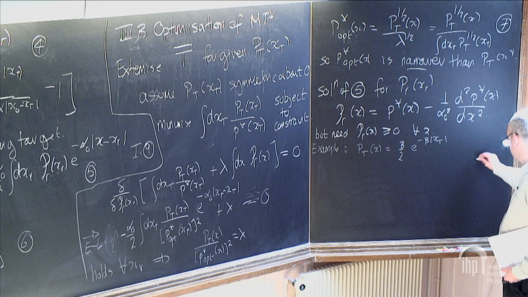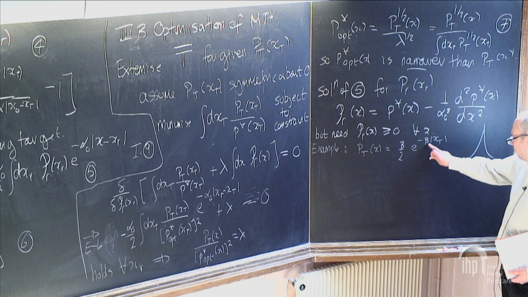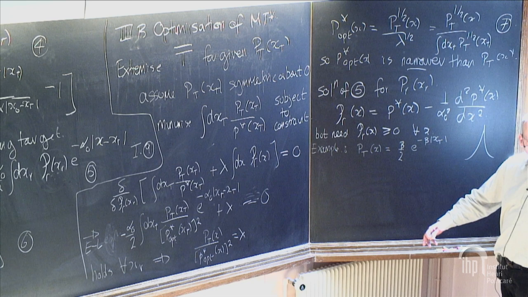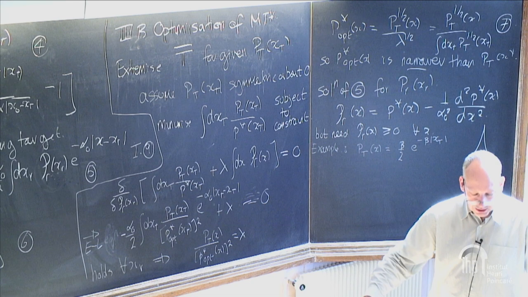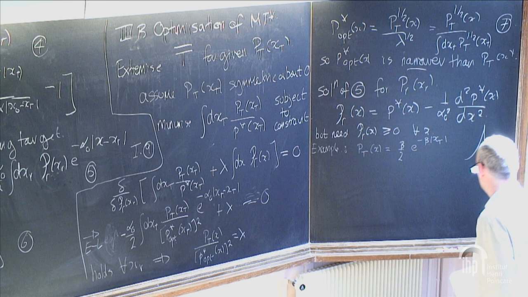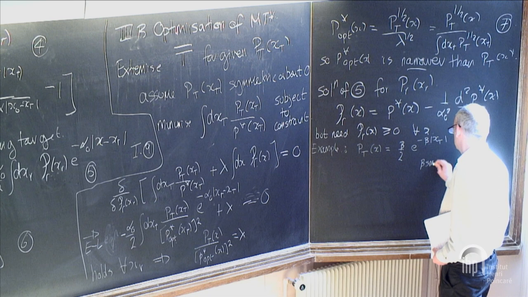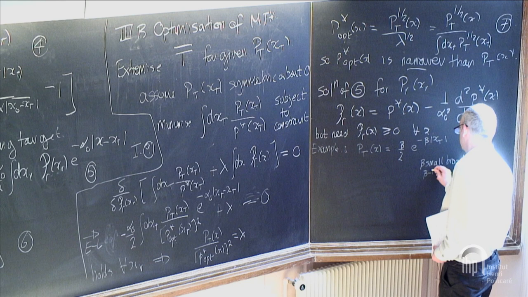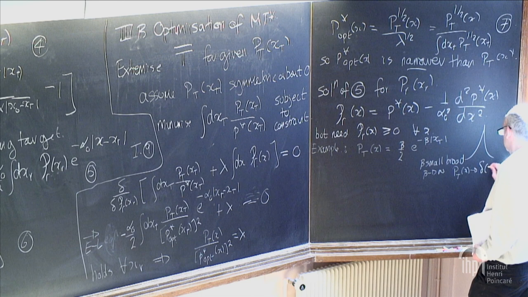And if beta is small, this is a broad distribution, so we don't have so much information about the target. And if beta goes to infinity, that becomes a delta function at the origin. So if beta is small, it's broad. Beta goes to infinity, the target distribution will go to a delta function.